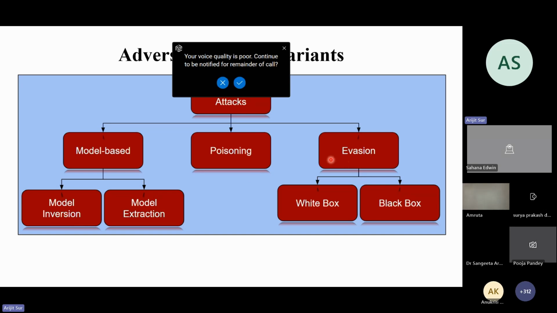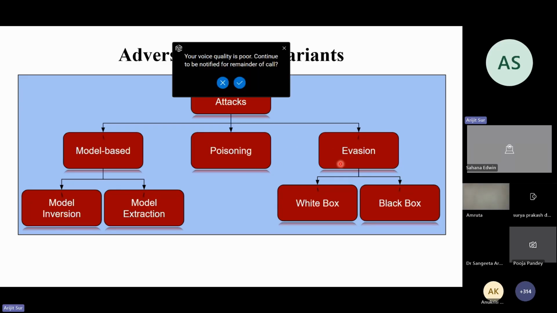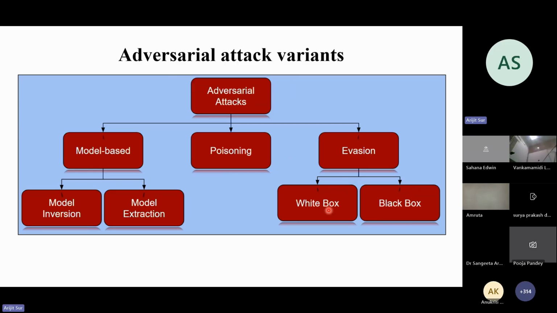So what we'll see is that these are two kinds of attacks. Data poisoning attack means we put noise in the input image at the training time, and evasion attack is where we put the noise at the testing time. There is also the white box attack, which means the attacker knows the model, and the black box attack, where the attacker has no idea about the model. So these are the basic attack variants, or adversarial attack variants, for computer vision systems.